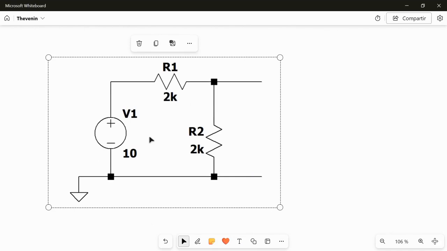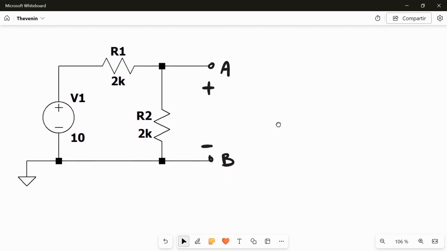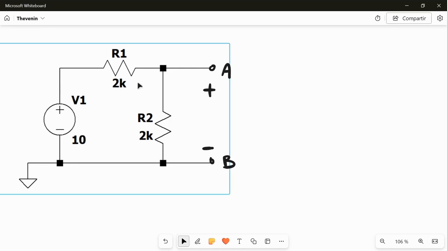So we have this circuit, with a voltage source of 10 volt and two resistors. This is a simple voltage divider. Imagine we want to calculate the equivalent Thevenin circuit between A and B. So what we do, first of all, is calculate the voltage between A and B.